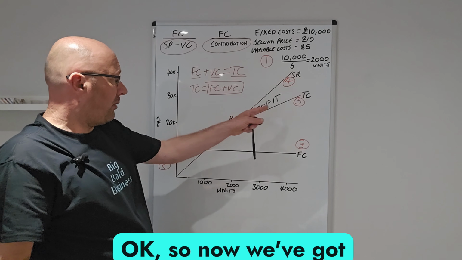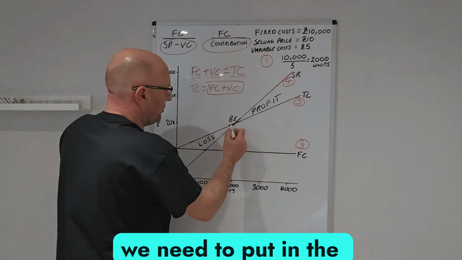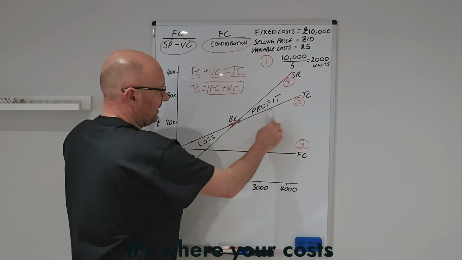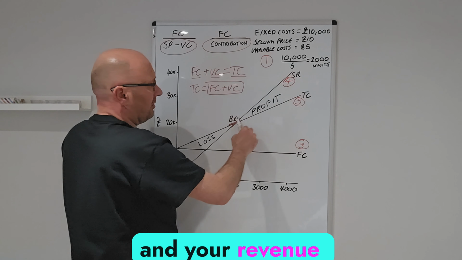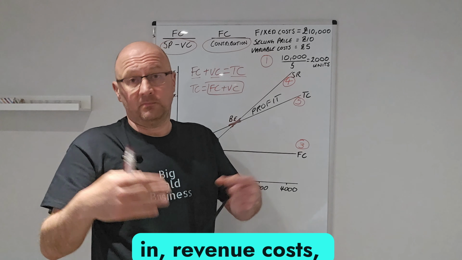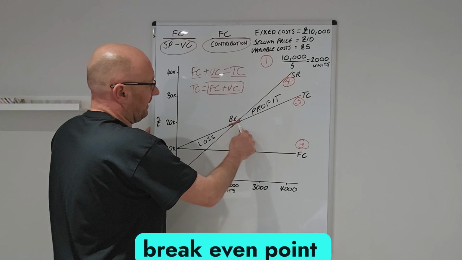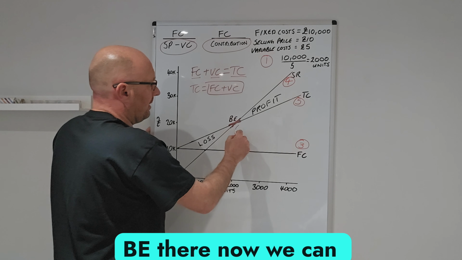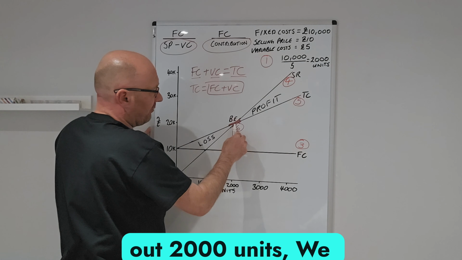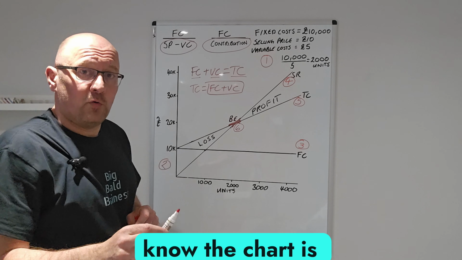Okay, so now we've got number 5 in, pretty much the chart is complete. So we need to put in the break-even point. It's where your costs and your revenue meet. Money coming in, revenue; costs, money going out. Where do they meet? That should be our break-even point there. So I'll put BE there. Now, we can check whether it's right. We worked out it's 2,000 units. If we go down from here, 2,000 units. So we know the chart is correct.